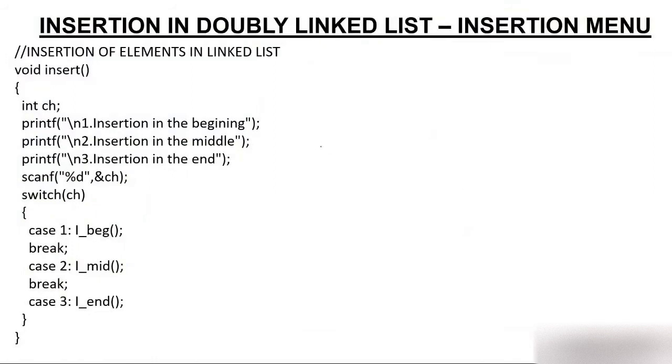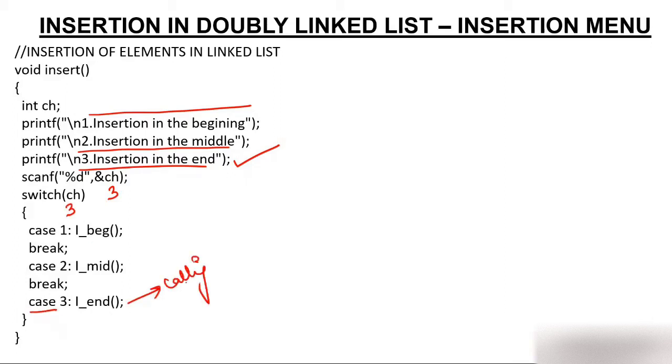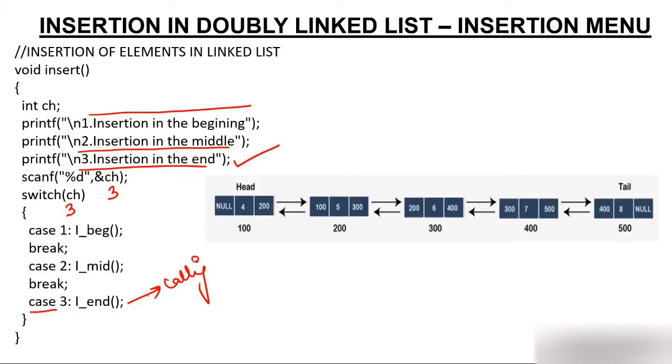Let's start. As I've already told you, insert has its own menu. If you press 1 you can insert at the beginning, if you press 2 you can insert at the middle, if you press 3 you can insert at the end. Since I want to insert at the end, I'll press 3. So ch will have 3, switch will have 3, I'll jump to case 3, and in case 3 I'm calling the insert end function.